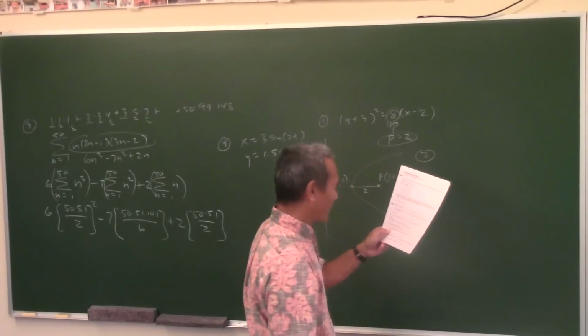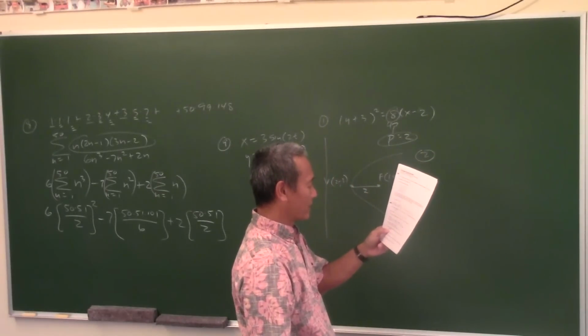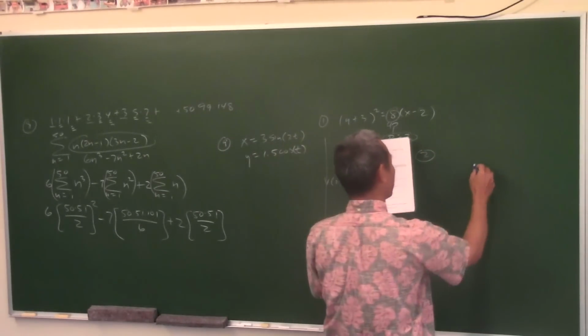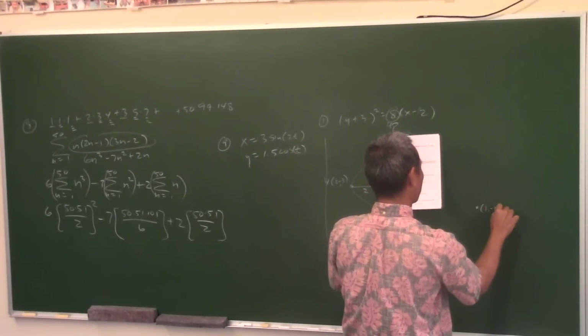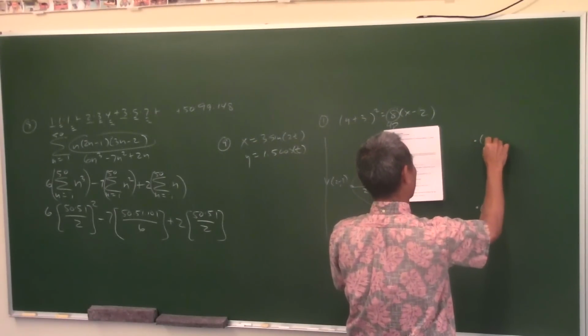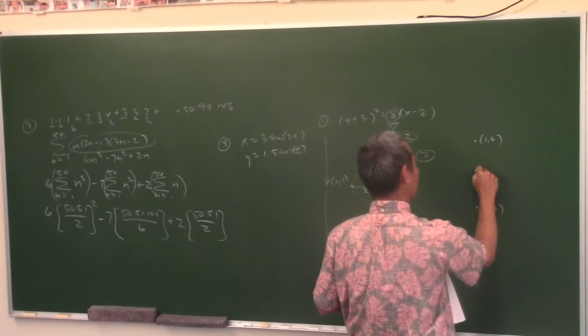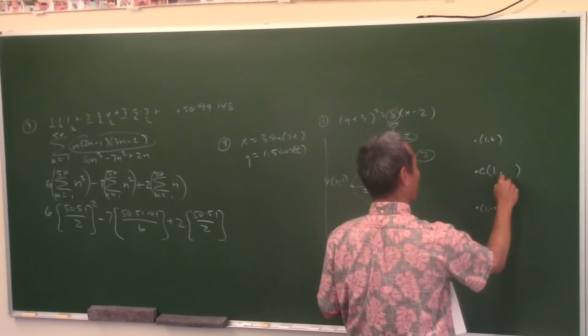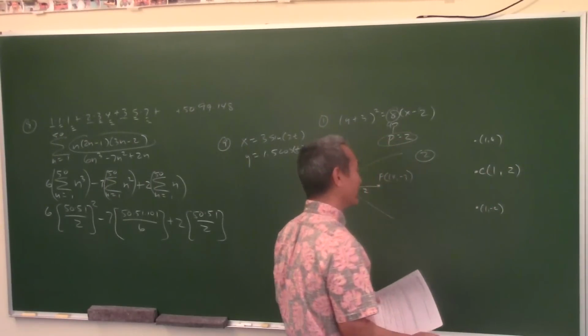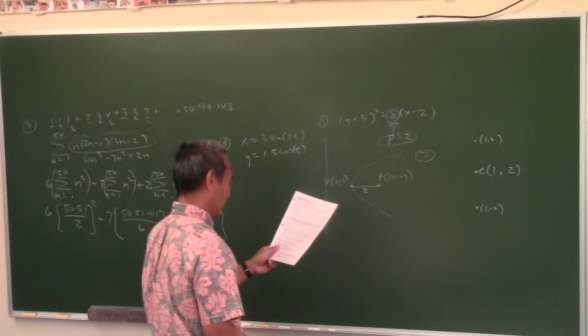Number 2, write the equation of the hyperbola in standard form with foci. Okay, let's draw this. 1, -2. These are the foci now. And 1, 6. So shouldn't the center be halfway in between? Yeah, that would be 1, 2, using the midpoint formula. Okay, we got the center.